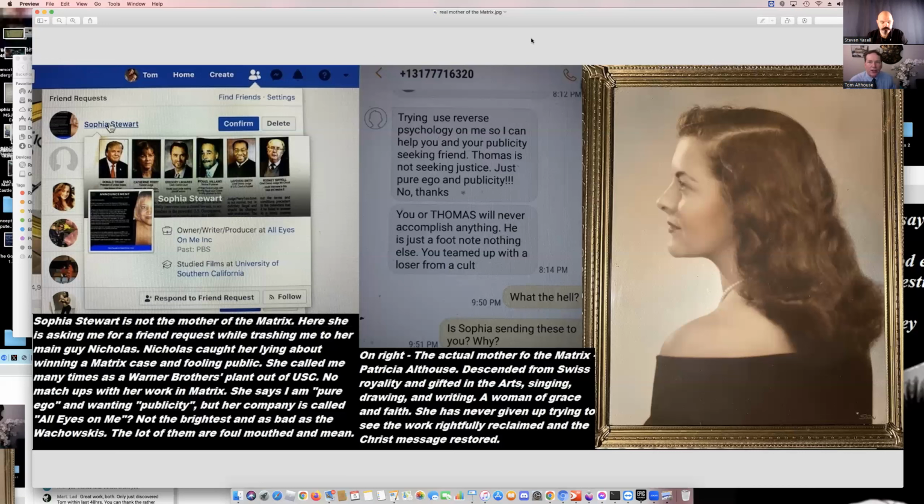I just think it's kind of cool to point out that Sophia Stewart definitely was agenda-ridden, supplied by the other side to throw the original author off the trail and make sure that Warner Brothers and the Wachowskis get away with it. She's working with the Wachowskis. And I believe I heard about that right when Sophia Stewart hit mass media.